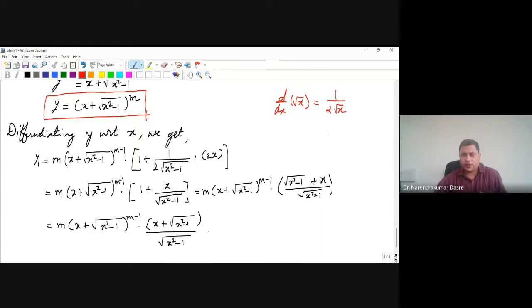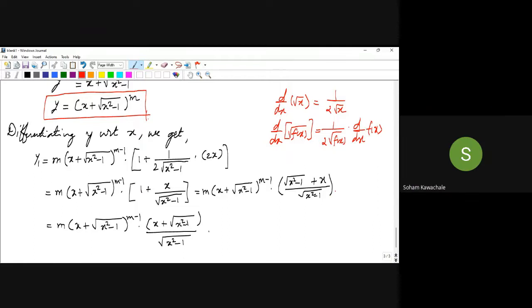Is that okay? Yes, sir. Now I want the derivative of root of f of x. So what will be this term? 1 upon 2 root of f of x into d by dx of f of x. Is that okay? Yes, sir.